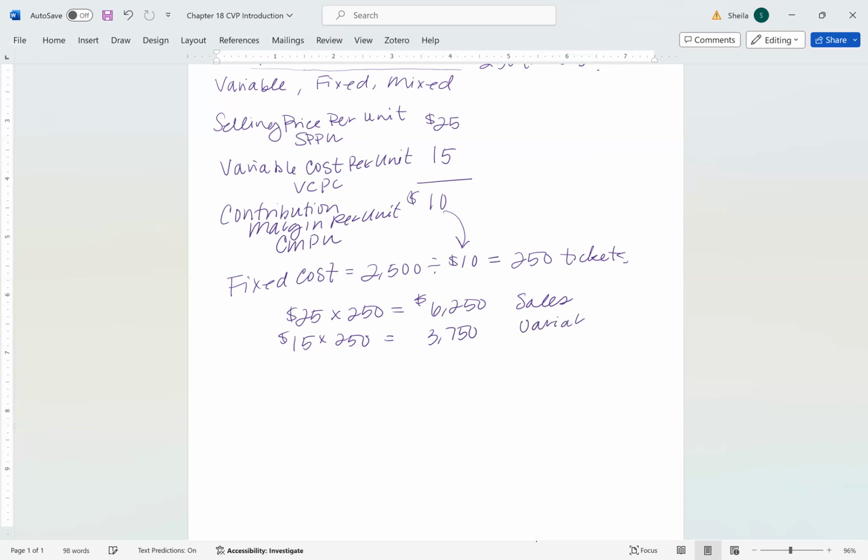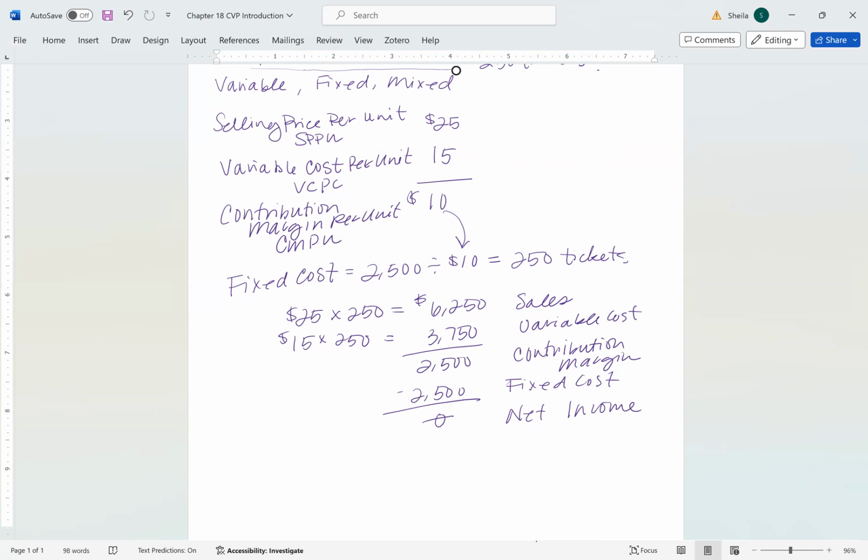Now, if I take my $15 times 250, I get 3,750. And this is my variable cost. So in total, if I take sales minus variable cost, I get 2,500 of contribution margin. Now, if I subtract my total fixed costs, I can see that I end up with 0 net income. Remember, the question just asked, how many tickets do we need to sell to cover our fixed cost? So when we're looking at our RSVP list, we want to make sure that we get at least 250 people to attend our celebration. Because in that case, we're covering all of our fixed cost and we've already taken into account those variable costs.